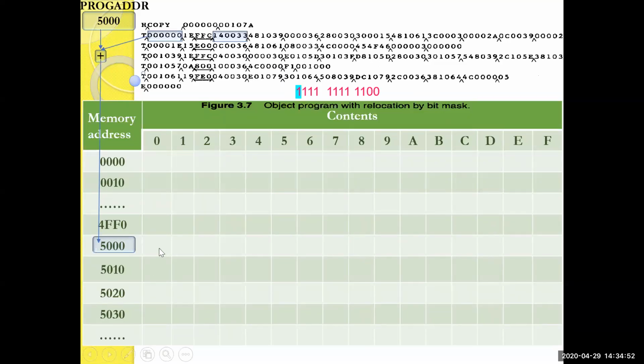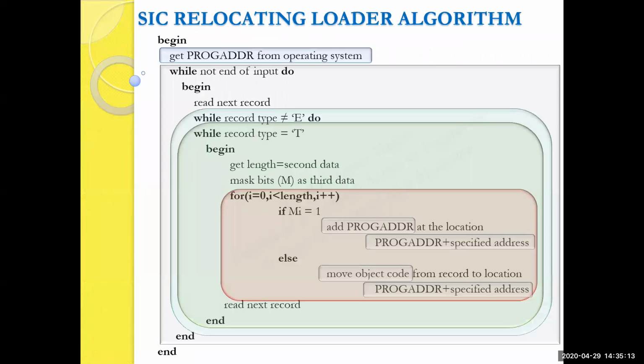At this location, the first object code has to be moved. We will see that it's 140033. However, since the relocation bit associated with this instruction is 1, we need to add the program address. So 140033 plus 5000 will be 145033. We'll take another instruction and see how this works. Whenever the relocation bit is 1, add the program address at the location program address plus specified address.